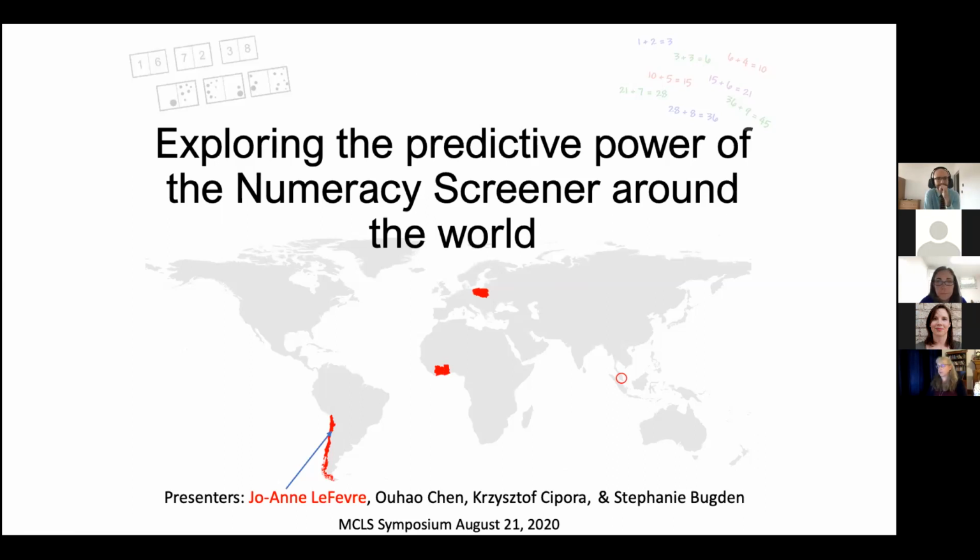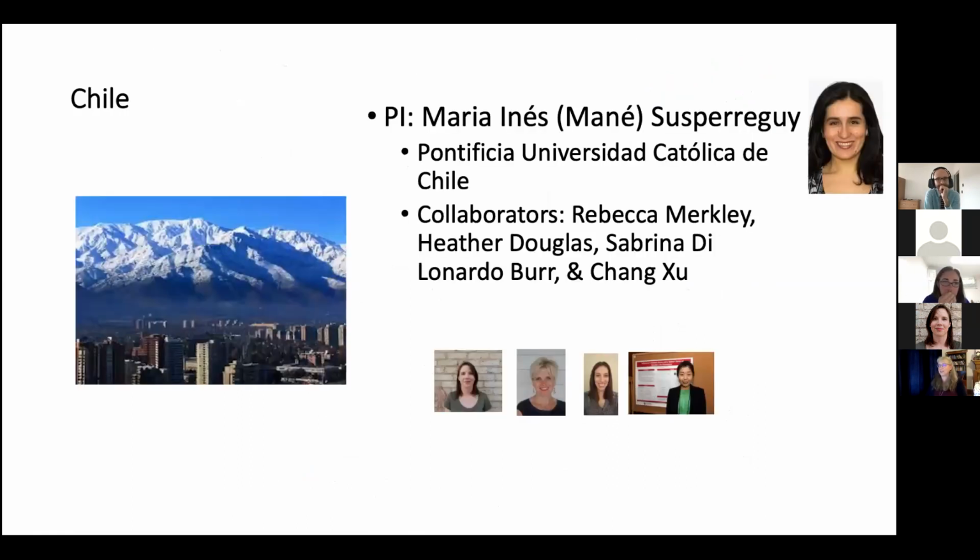My name is Joanne LeFevre, and I'm going to talk about data from Chile, although as probably most of you know, I'm actually from Canada. This project was conducted by Mene Sasparage in Chile, and this is a picture of Santiago, which is a very large and crowded city. The analyses are done in collaboration with my wonderful group of colleagues, and we're working on a paper as well.